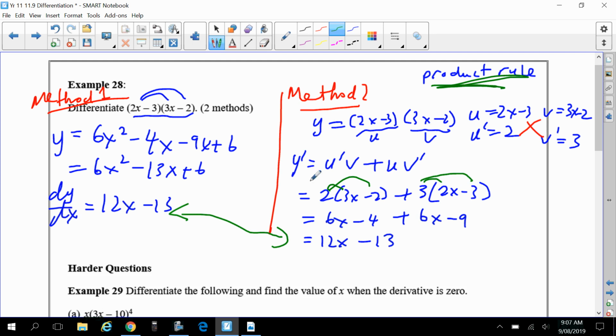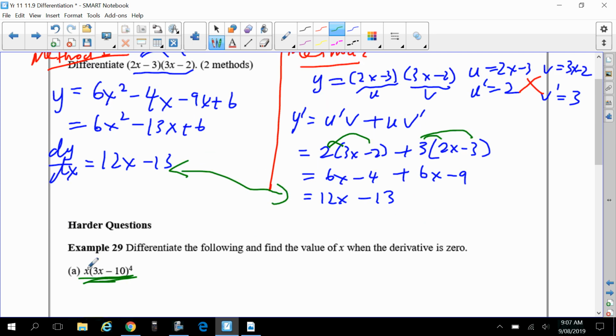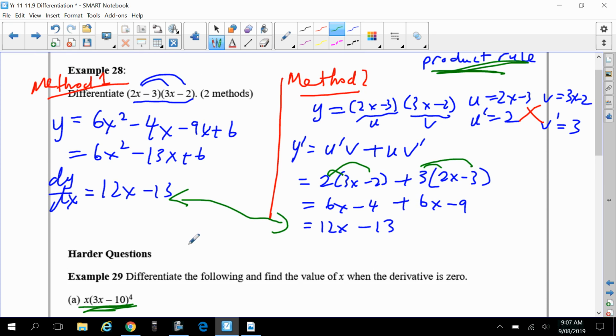People say, oh, it's so much longer, I could just expand. Yeah. Do you want to expand this? You're welcome to do that. And it's very likely you'll get it wrong.